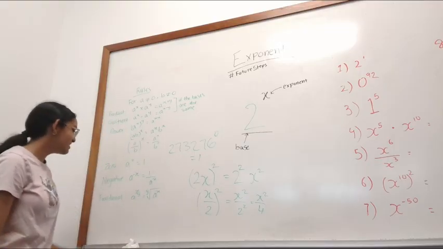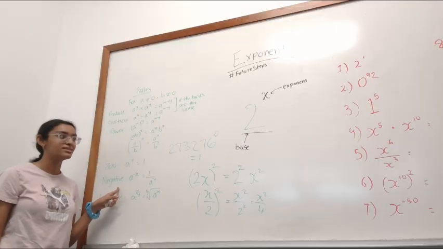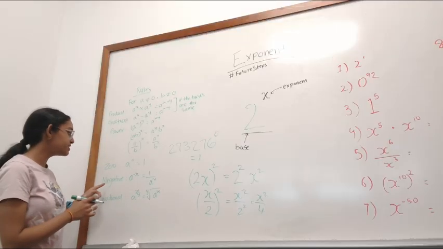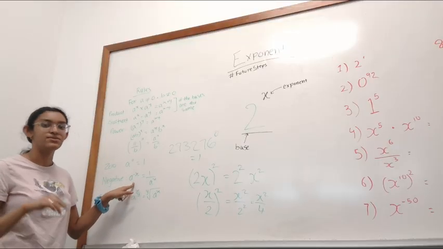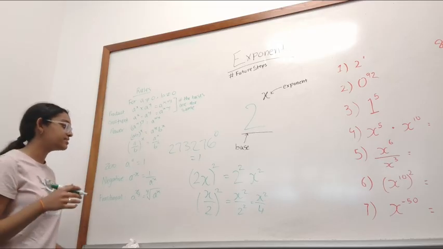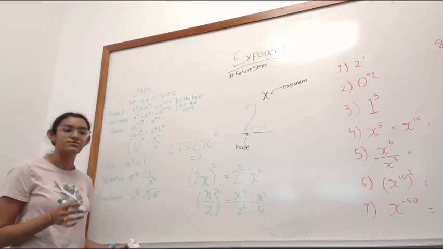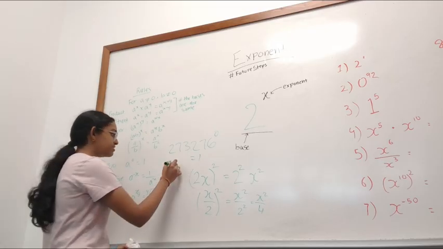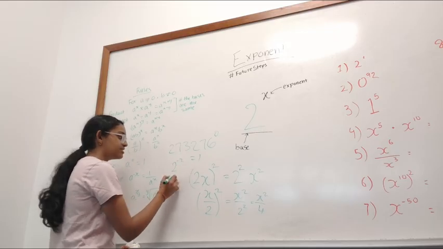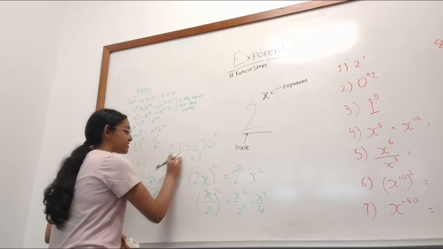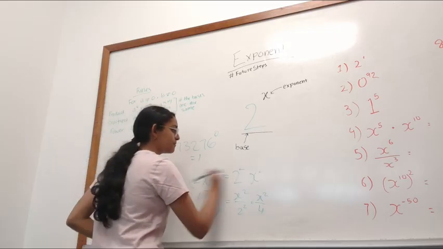Easy, right? And then we have a negative exponent, which is basically if we have a to the power of negative x, then that will be equal to 1 over a to the power of x. So if we have 2 to the power of negative 2, wait, let me erase this so I can clearly write it for you guys.